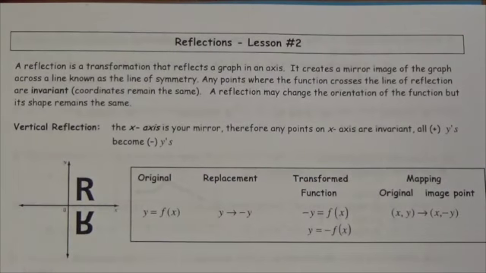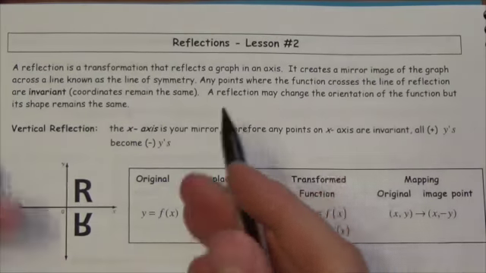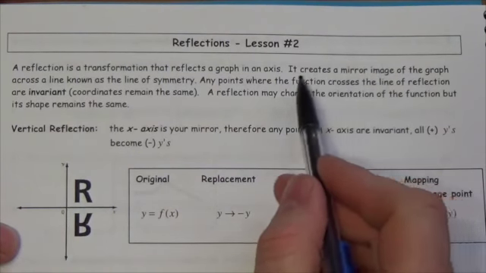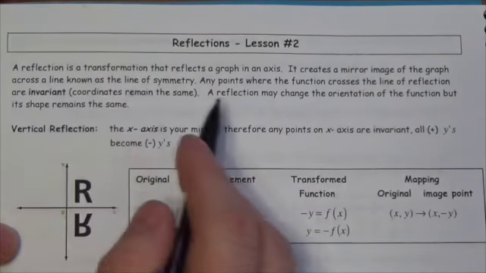Now it doesn't even have to be an axis, it could be a line, it really doesn't matter, but for the most part in this particular course it's going to be about an axis. What a reflection does is it changes the orientation of a graph. It doesn't change the overall shape, just the orientation of the graph. And really, we call it a reflection because the result is like looking in a mirror. It's like looking at the mirror image of a graph across the line.